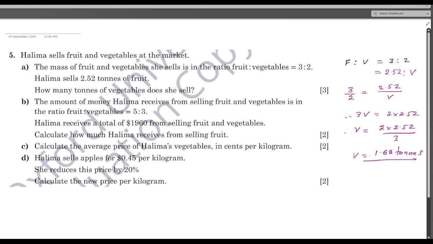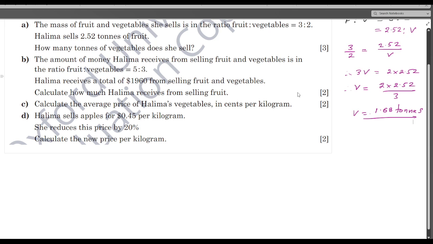Okay, second part. The amount of money that Halima receives from selling fruit and vegetable is in the ratio. Now here the ratio of amount. So for B, the amount ratio for fruit, FA, to vegetable, VA, is given as 5:3. Halima receives a total of 1960 from selling the fruit and vegetable. Calculate how much Halima receives from selling fruit.